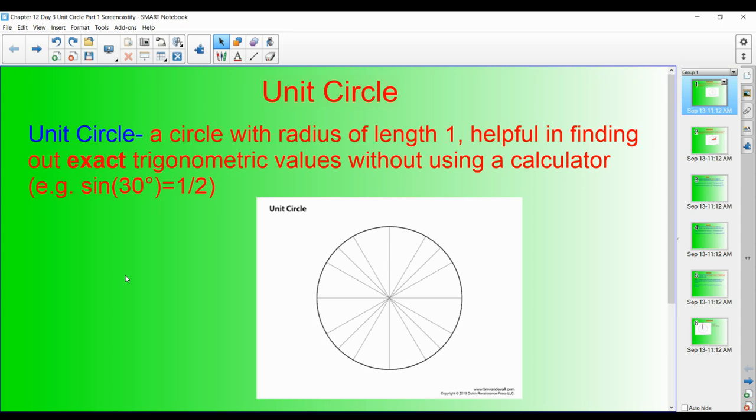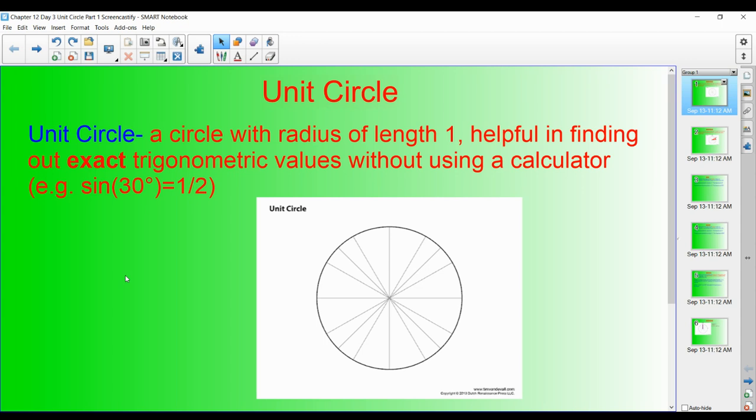Hi everyone. Today we're going to talk a little bit about something called the unit circle. Now, the unit circle is very important to the study of trigonometry. It helps us to remember the sine, the cosine, the tangent of certain special angles, and it's going to show that the sine function and the cosine function are repeating functions.